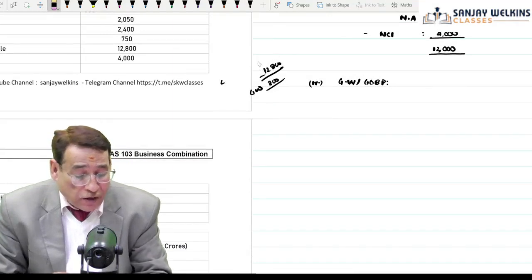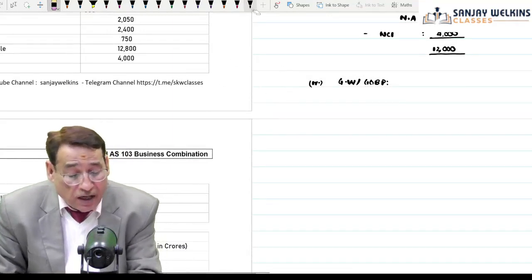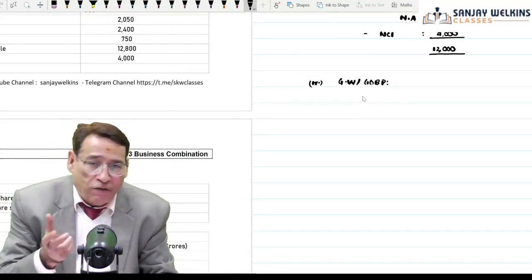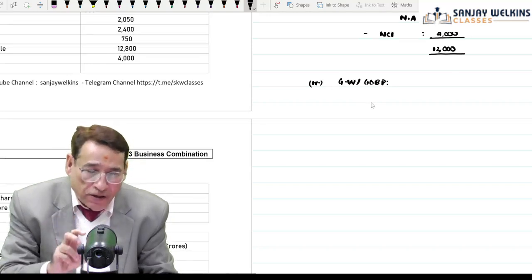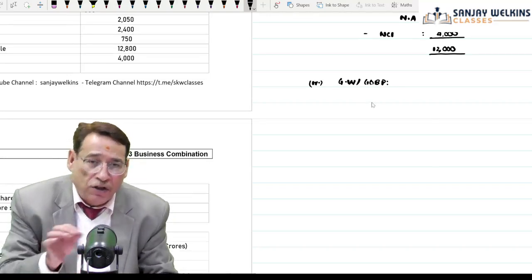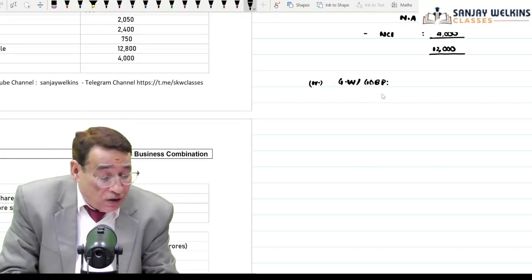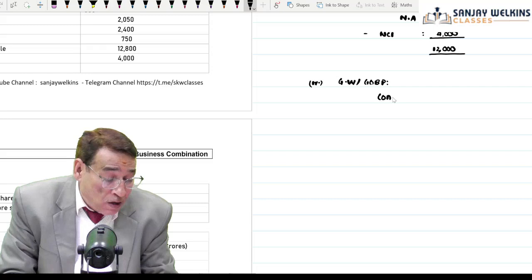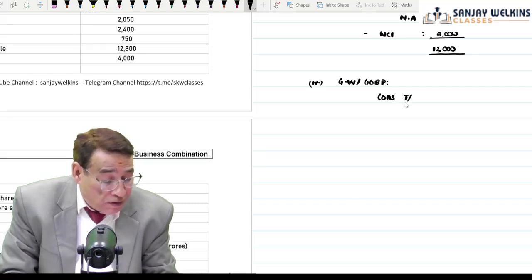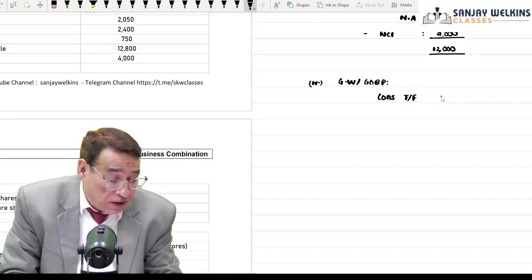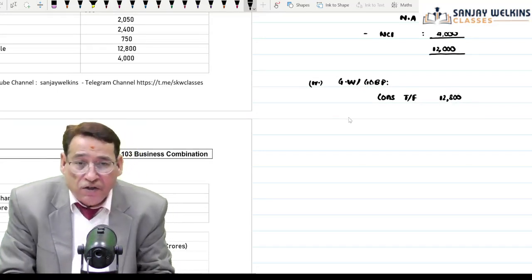Actually, we can find out very easily this way around, but I want you to present it. That means in order to find out goodwill, generally we compare the amount of consideration with the share of net assets, correct? So in order to determine the goodwill, first I write here consideration transferred. Now consideration transferred we have already seen is equal to 12,800. So I'm going to write here 12,800. This is the amount of consideration transferred.